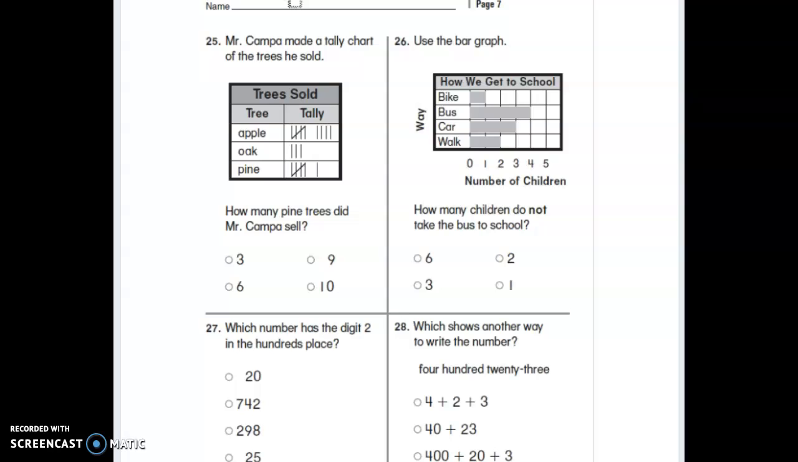(26) Use the bar graph. How many children do not take the bus to school?